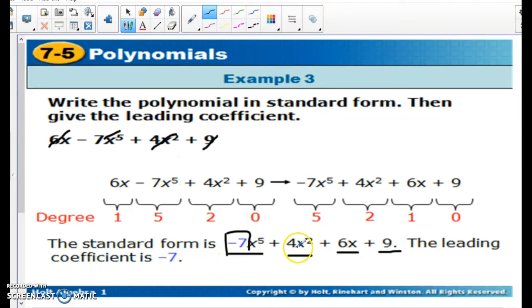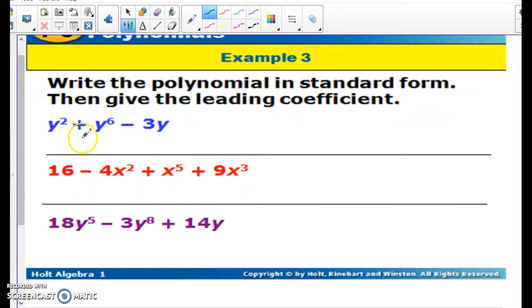Let's say x squared was biggest, pretend this x to the fifth wasn't there, then my leading coefficient would be 4. Let's pretend both of those weren't there, and the 6x was the biggest coefficient, or the biggest exponent, then my coefficient would be 6.